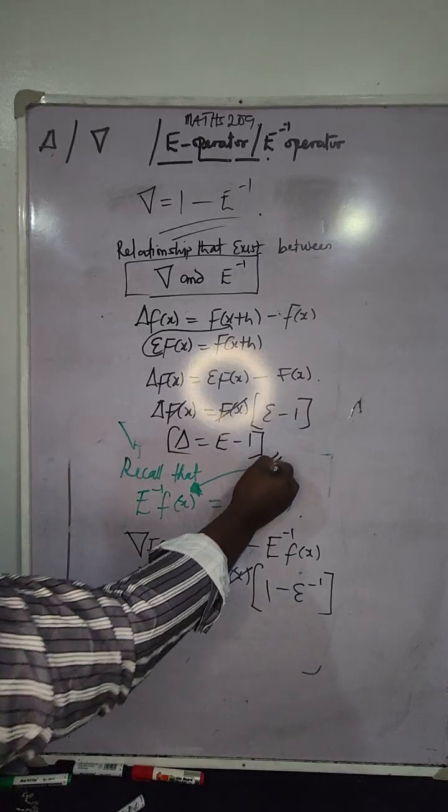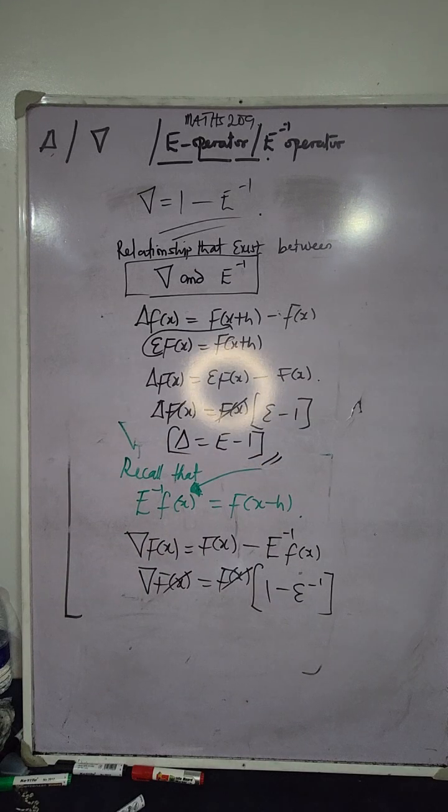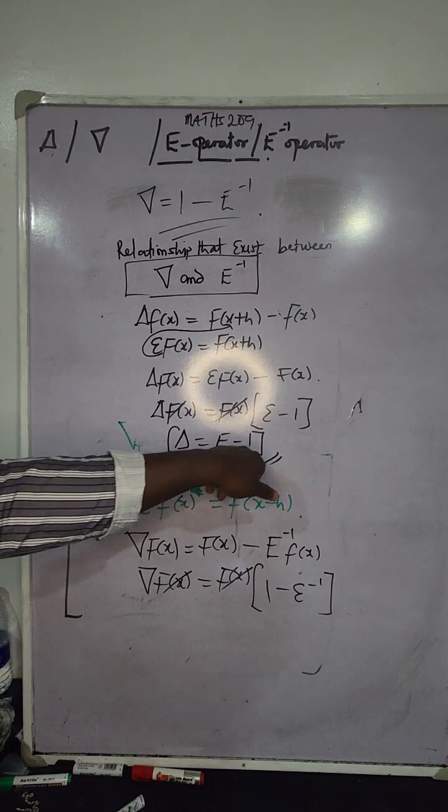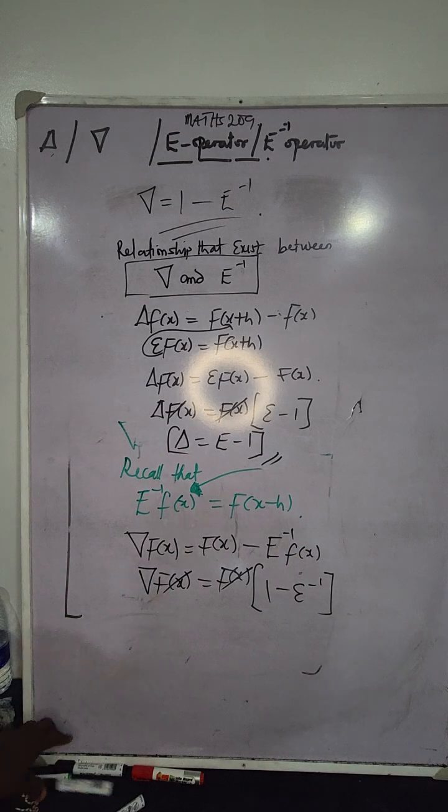These are the relationships that exist between these operators. The backward difference operator is 1 minus E inverse. The forward difference operator is E minus 1. Alright? So I hope we are clear on that.